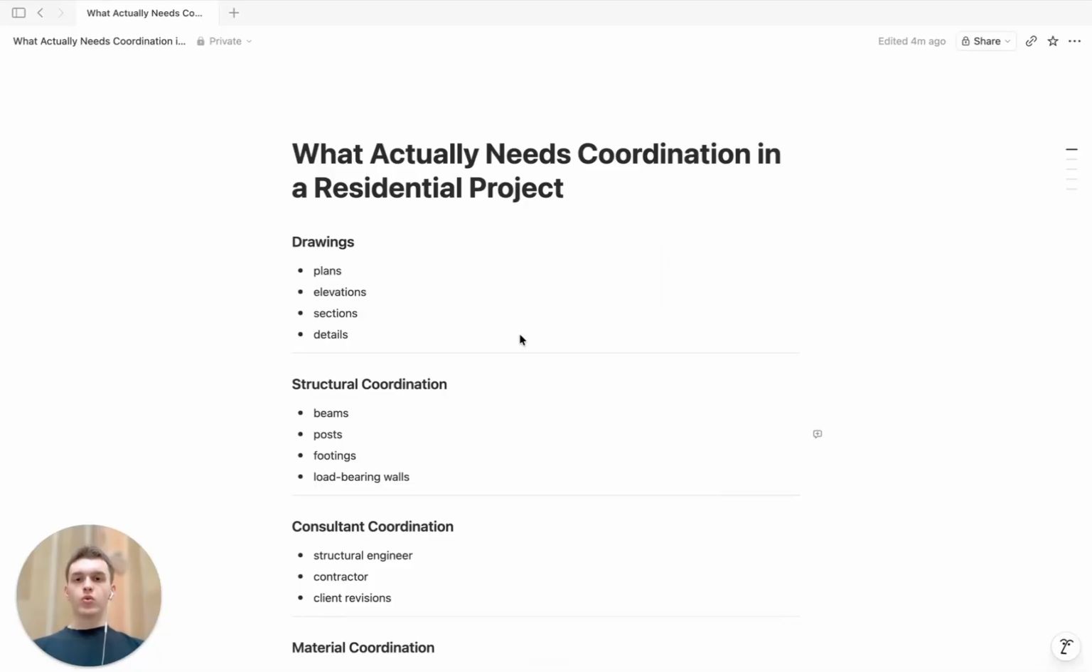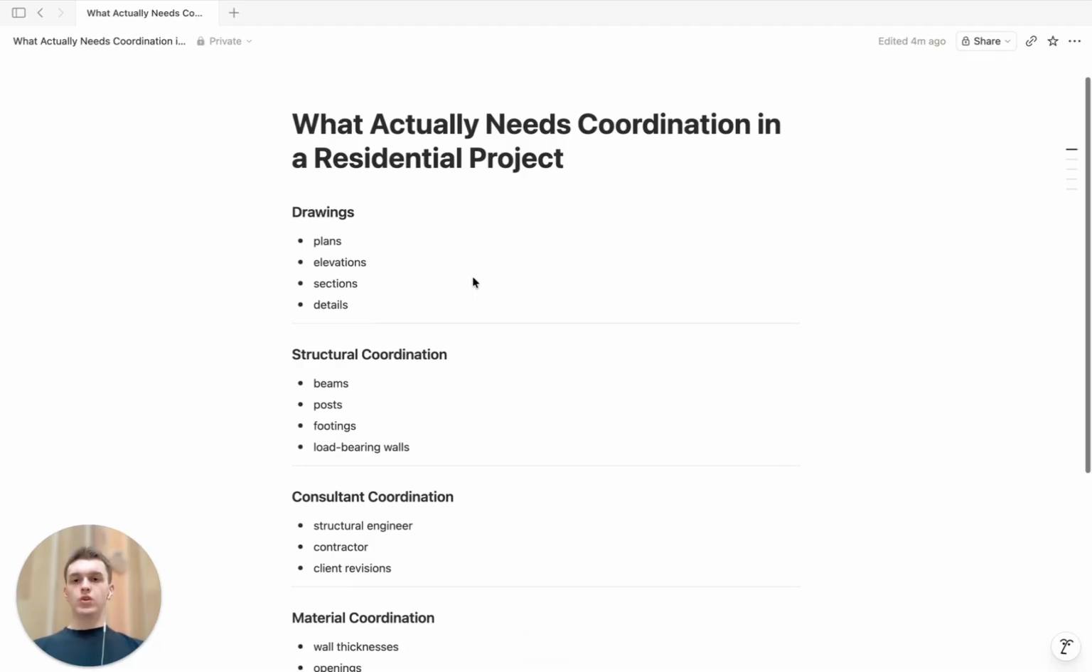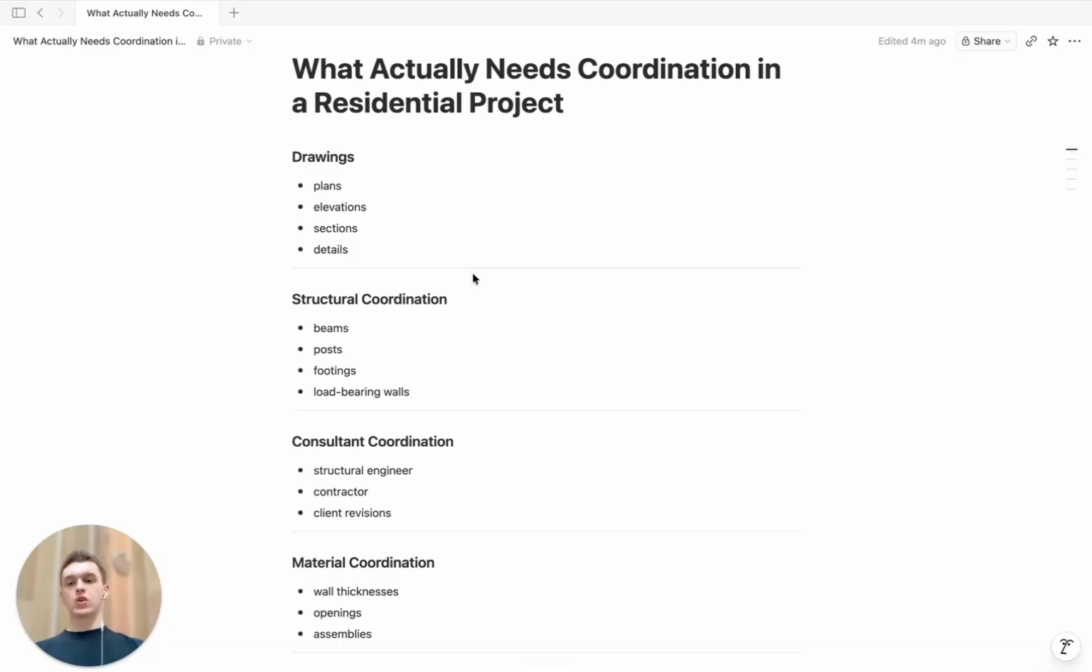I want to talk through what actually needs coordination in a residential project. Starting off with drawings, as an architectural designer, you need to have a set of drawings: plans, elevations, sections, and details. They need to have fluency between each other so that general contractors and whoever is handling your drawings understands what needs to be done and what needs to be handled for the project to come to reality.